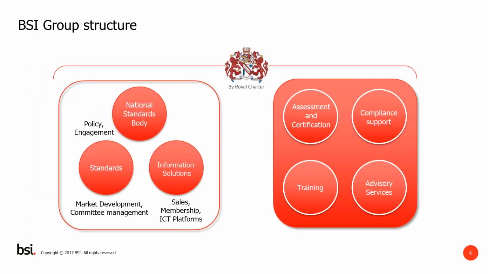So this is an overview of our group structure. We are a Royal Charter company, and the business is effectively split in two. On the left-hand side, you can see that we have the National Standards Body element where I sit and work, which is all around policy engagement, and we develop standards through our committees, and we provide information solutions through our various platforms to provide that knowledge, those standards to the market.